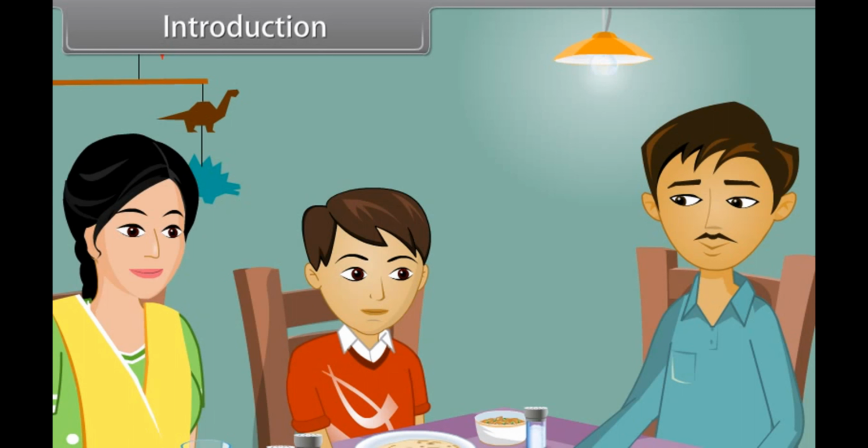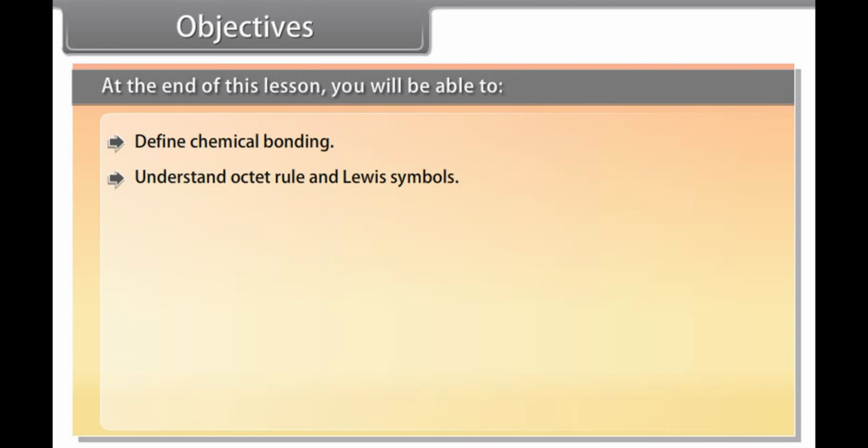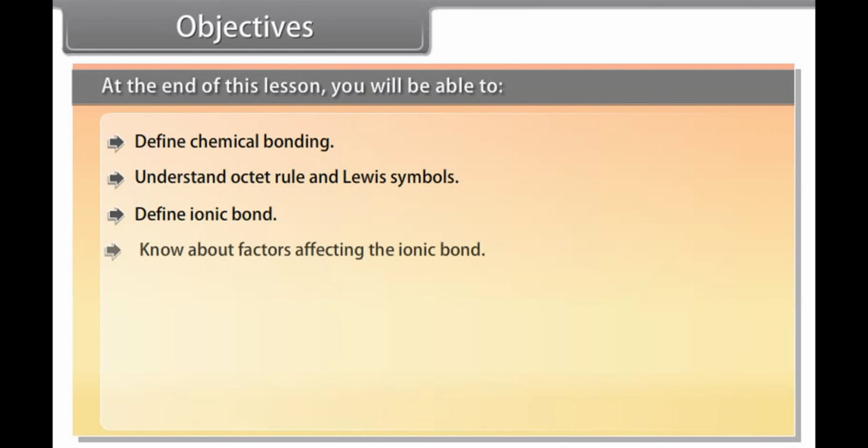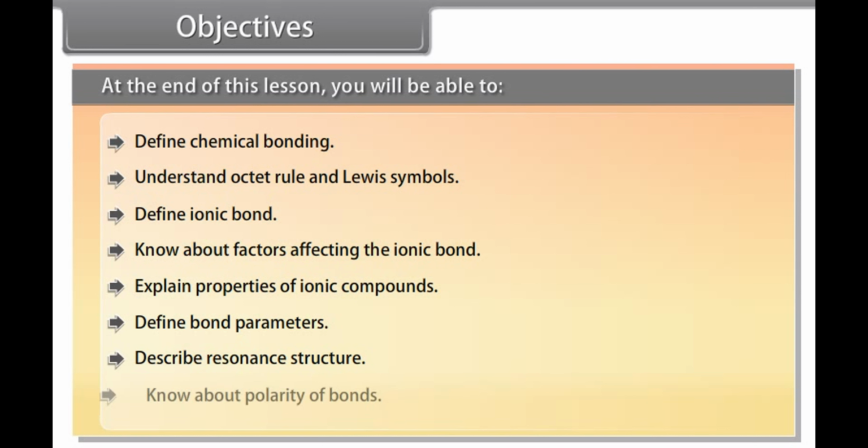Students, today we will study more about the chemical bonding and molecular structure. Objectives. At the end of this lesson, you will be able to define chemical bonding, understand octet rule and Lewis symbols, define ionic bond, know about the factors affecting the ionic bond, explain properties of ionic compounds, define bond parameters, describe resonance structure, know about polarity of bonds.